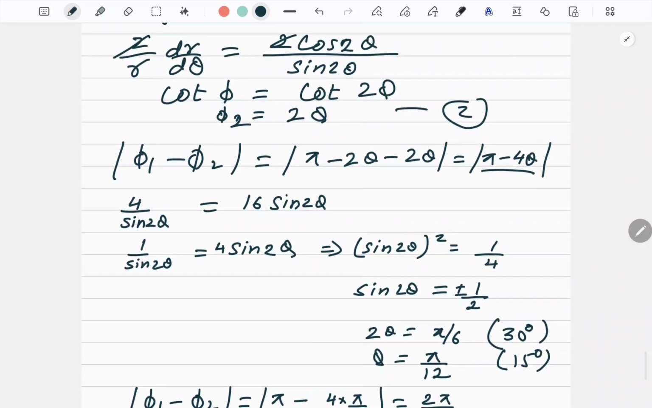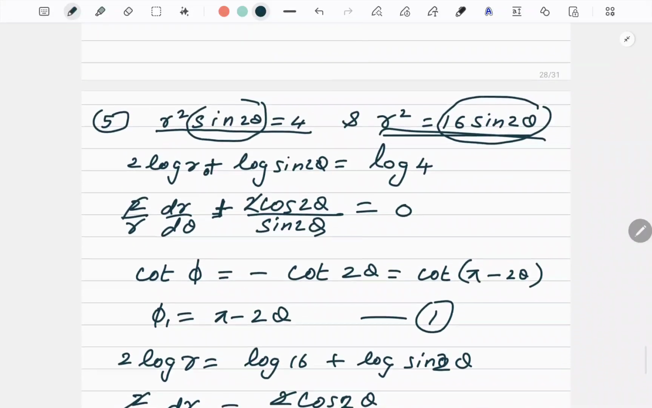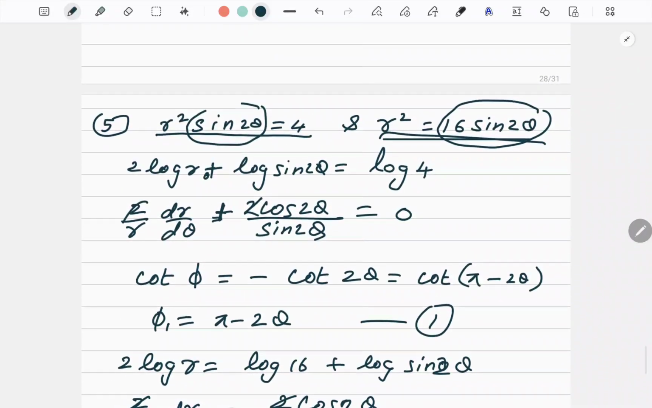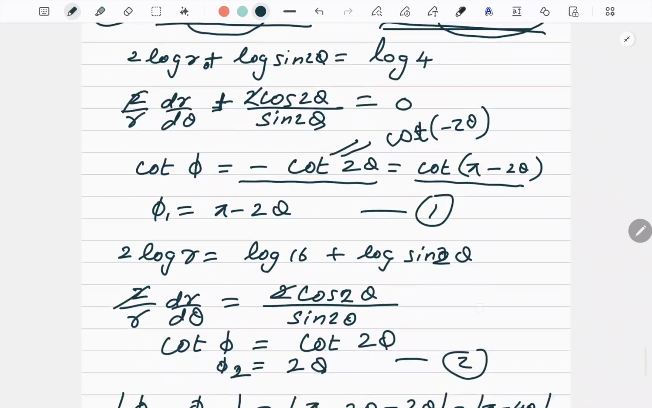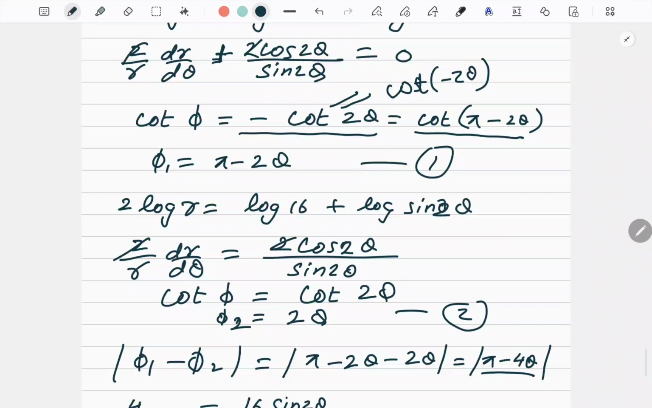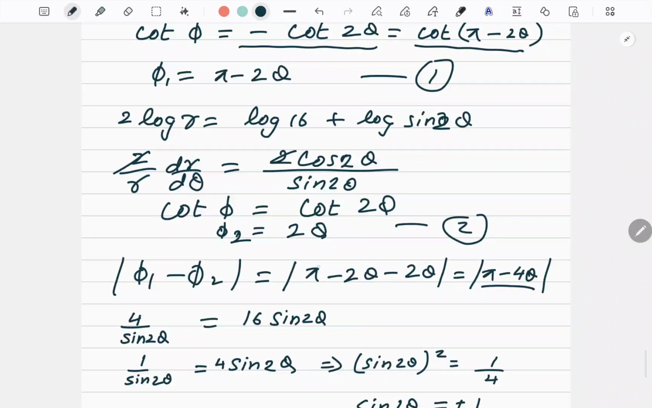Right? And if you go back here, while doing the first part of this topic, there also I came across this thing where cot phi was minus cot 2 theta. And I told you I can do it like this also, and I can also do it like cot of minus 2 theta. So phi will become only minus 2 theta and here you will get 4 theta. Okay, phi 1 minus phi 2, this pi will not be there and it will become only 4 theta. So 4, and then when you put the value of theta, it will be pi by 12.